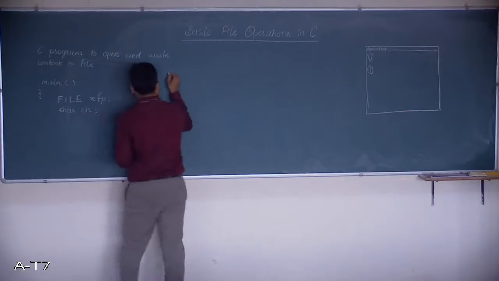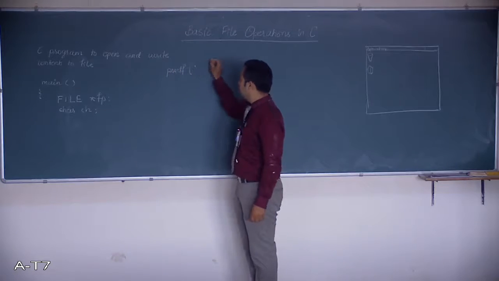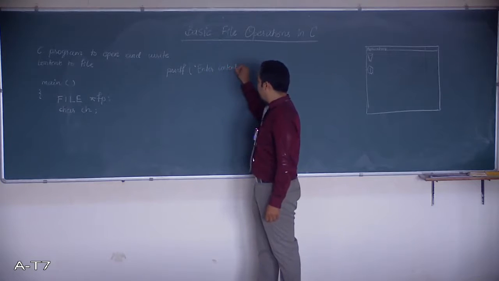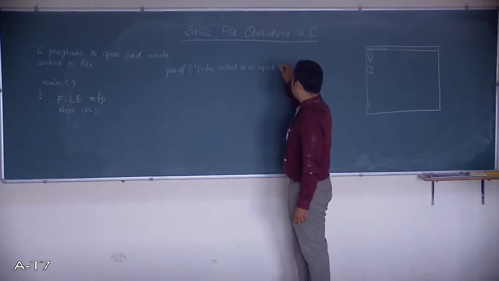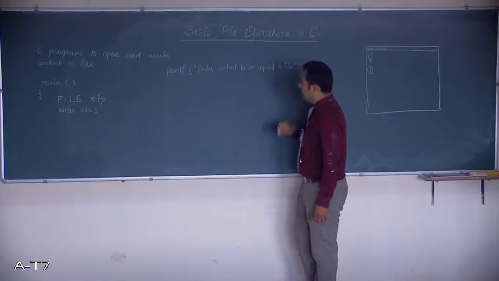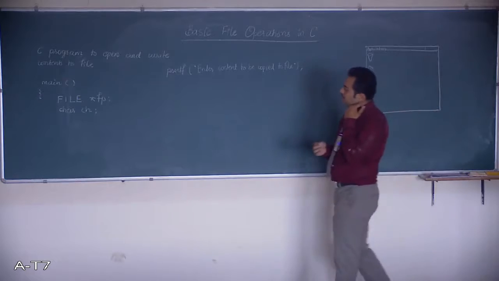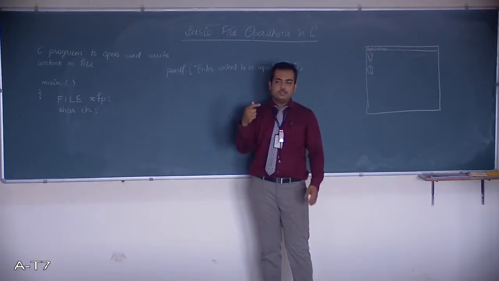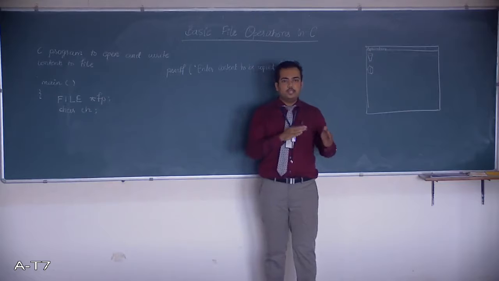Okay. So now a simple printf message: enter content that is to be copied into the file. So this is a simple message. Now this message will be prompted on the output screen. Now after this, the user will start entering the data. So that data, one character at a time, I want to put into the file.